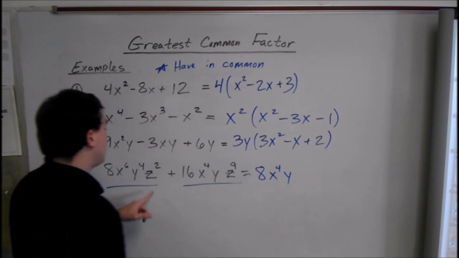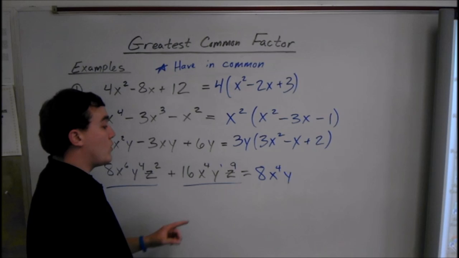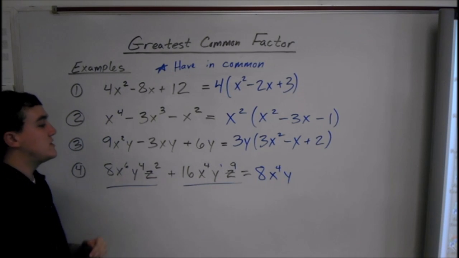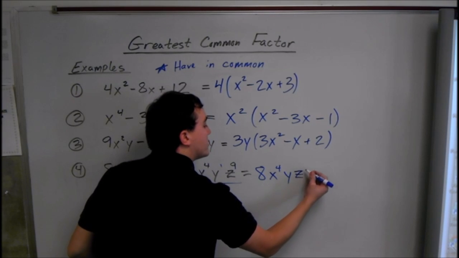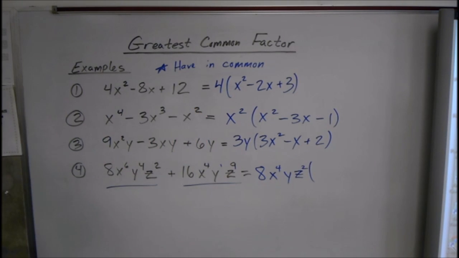Then you look at the y's. We have 4 y's here and only 1 here. So we can take out 1 y and 2 z's. And remember, when you take out something with an exponent, you're pretty much just subtracting the exponents.